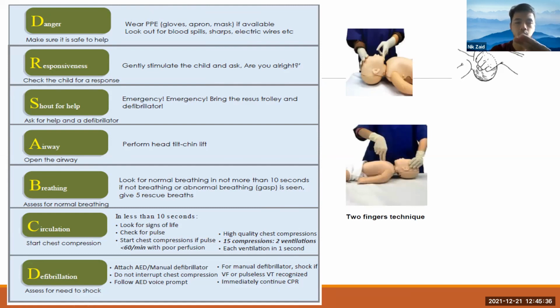Basically, we use our middle finger and our pointing finger. We put our fingers at the sternum, at the level of the nipple line, and then we start the chest compression.